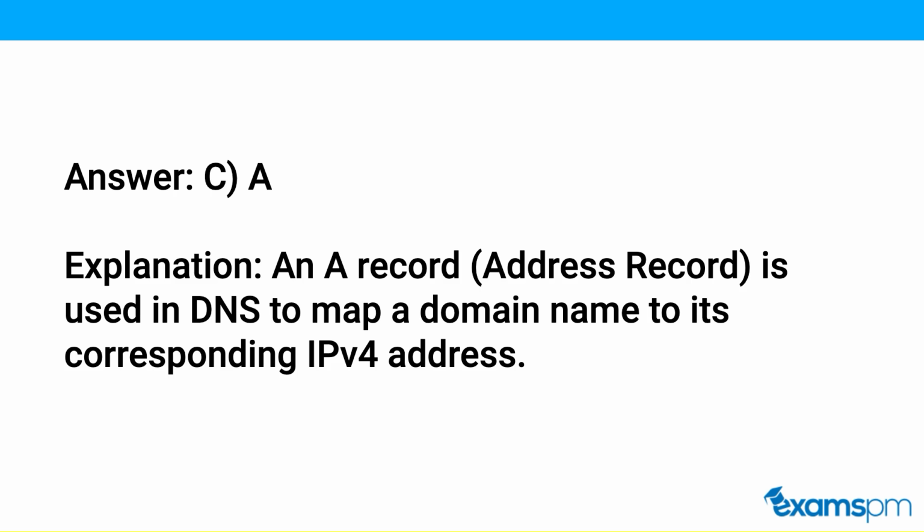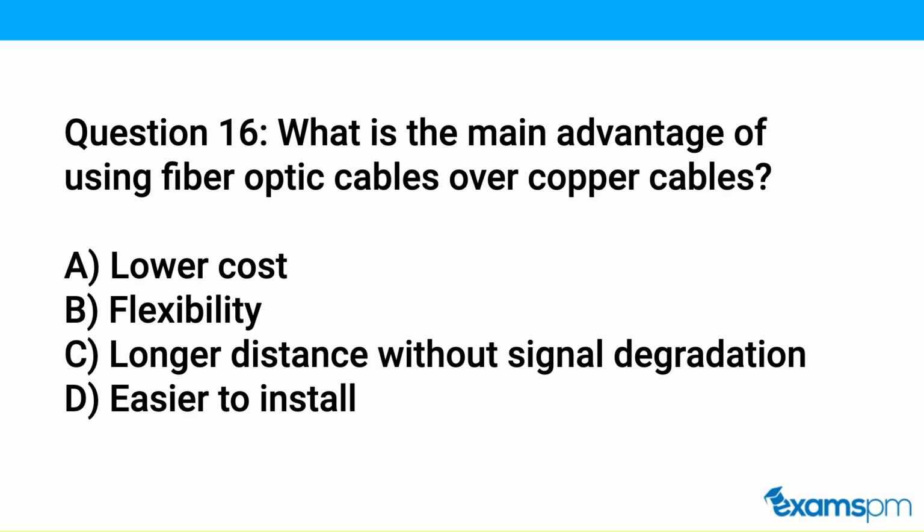Answer: C. A. Explanation: an A record, address record, is used in DNS to map a domain name to its corresponding IPv4 address. Question 16. What is the main advantage of using fiber optic cables over copper cables?